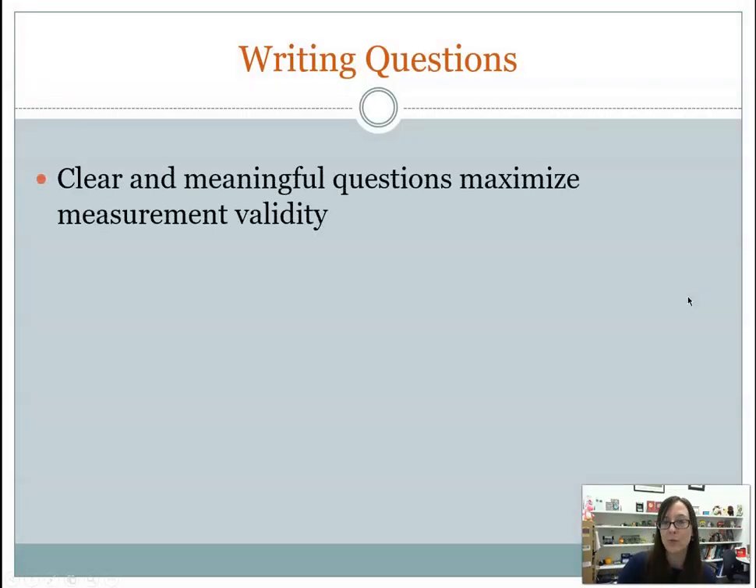So in general, no matter what kind of questions you're using, you want them to be clear and meaningful in order to maximize measurement validity. So you want to make sure that they can't be misinterpreted, especially if they're expected to take the survey on their own, like through an online survey or something like that. You want to make sure that it's clear what you're asking and that they can't misinterpret it. And also you want it to be meaningful, in the sense that you need to ask the question. You don't want to be asking questions that you don't need to ask, because that's a waste of everybody's time.